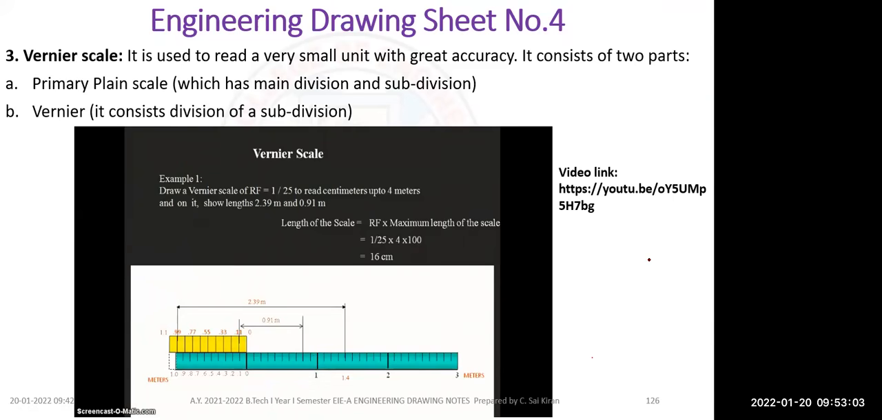So in this case, from here you have to measure 0.99 plus 1.4, the total becomes 2.39, because we have to give from the 1.4 plus 0.99. And 0.80 plus 0.11 will become 0.91.